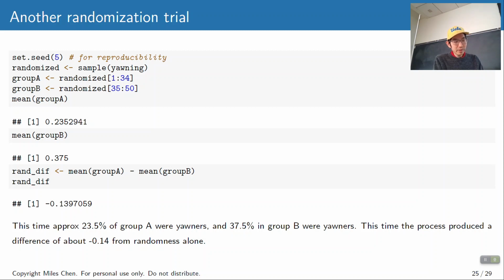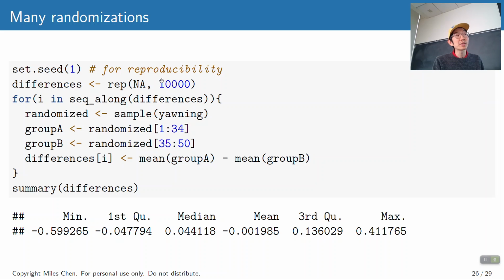I want to see what could happen just by randomness. So I'm going to repeat this process a bunch of times, and here I'm going to do it 10,000 times. I create a vector to store all of the results of the 10,000 different shufflings, called differences. I set a seed outside the loop, because we don't want to set seeds inside the loop. Then I say for i in 1 through 10,000, sequence along differences, which is 1 through 10,000. And for each iteration, what do I do?